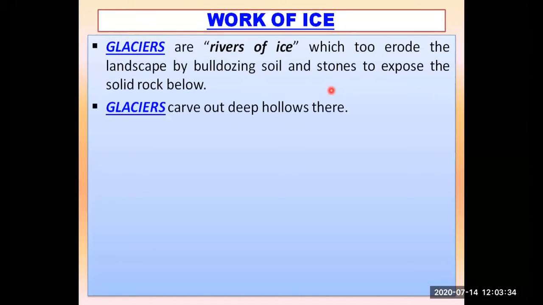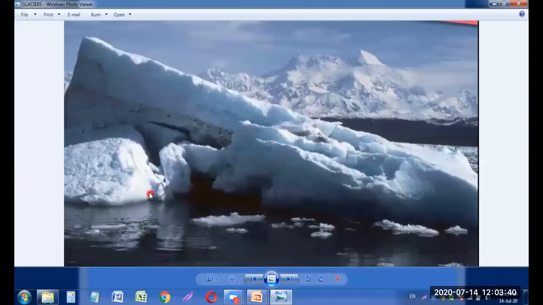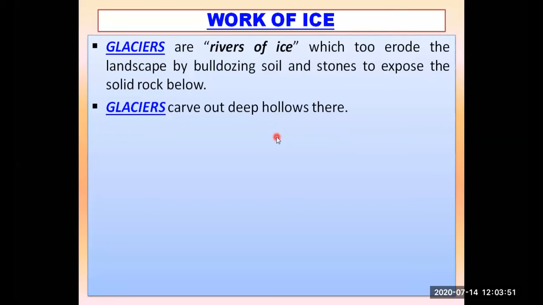तो अब वो rocks जब नजर आते हैं, we can see glaciers carve out deep hollows there. You can see in the photo. तो glaciers ने क्या किया है? ये छोटे छोटे hollow आप देखें, you can see over here hollow like structure are also created over here. Hollow like structure because of the work of the ice, because these glaciers they also carve out.